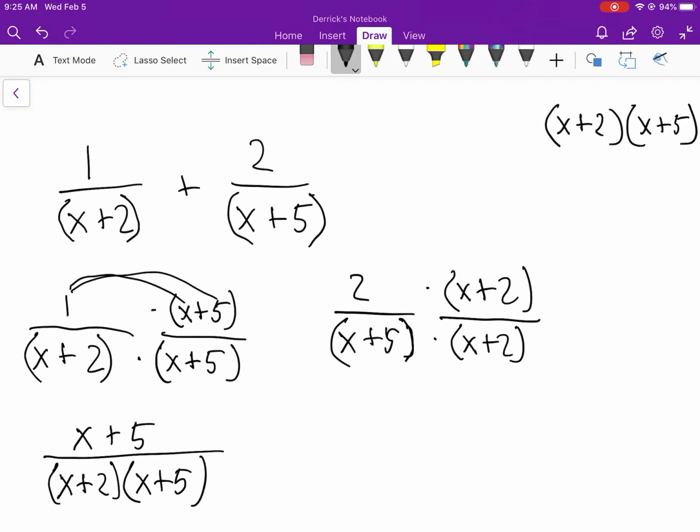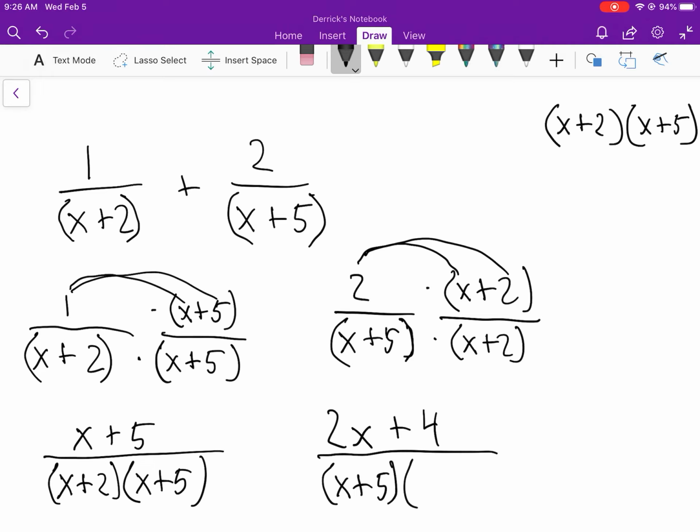On this fraction, it's imperative that you understand x plus 2 is a quantity, which means if I'm taking 2 times a quantity, the only way to do that is to distribute this 2 to everything inside the parentheses. So 2 times x would give me 2x, 2 times 2 would give me 4, and then my denominator is now x plus 5 and x plus 2. Again, you don't have to FOIL those out.